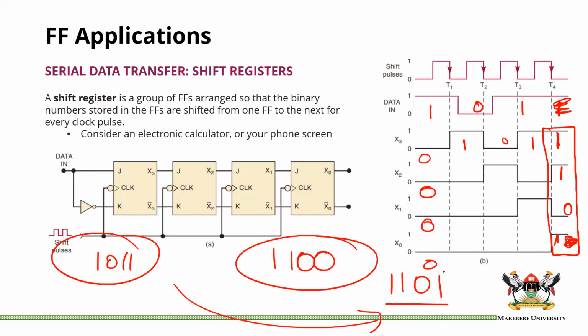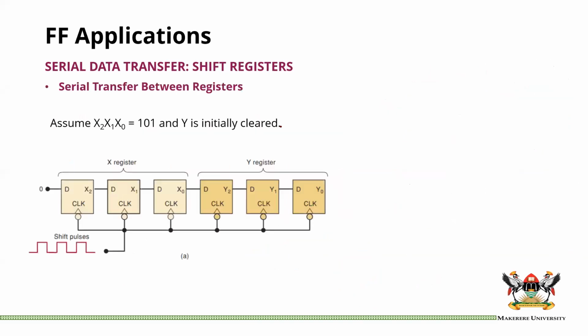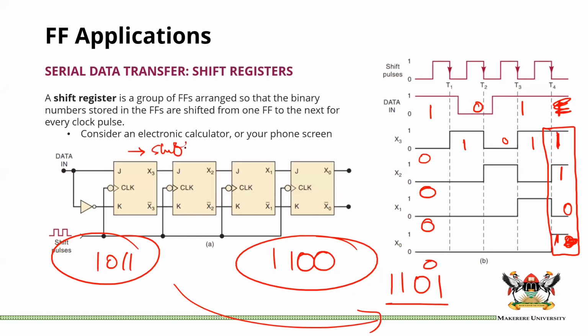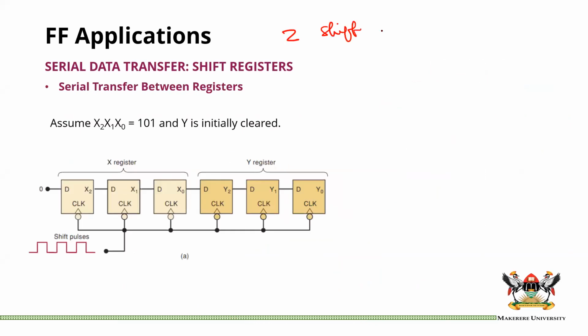Okay, so I think you get the gist of what we are doing here. Now, let us look at parallel transfer. Here we have seen how we can shift information. This is a shift register. Here we have 2 shift registers. In fact, we want to transfer our information from register X to register Y. Register X is made up of D flip-flops, and register Y is made up of D flip-flops also, but everything is clocked together.